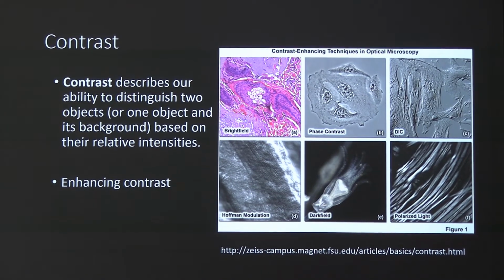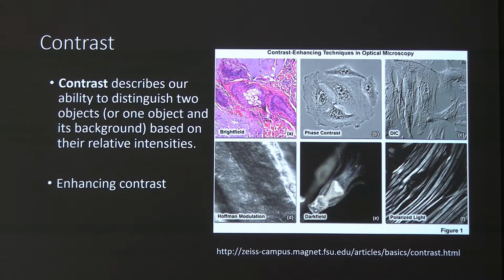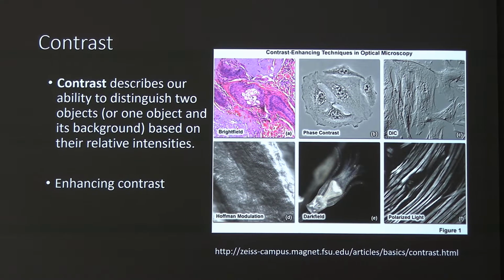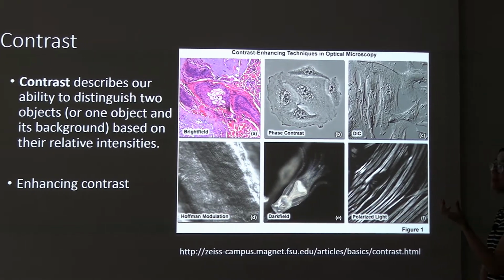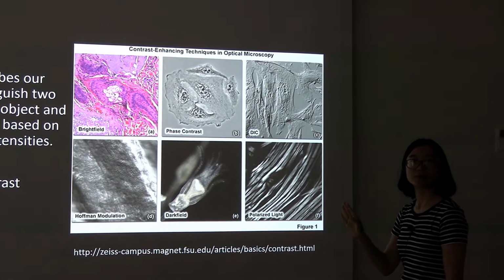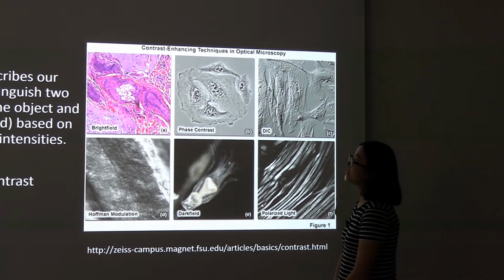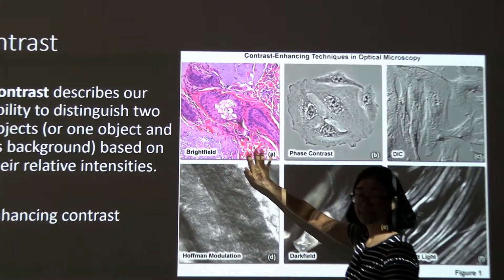So contrast describes our ability to distinguish two objects based on their relative intensities. In order to let our eyes be sensitive to the image, we need to have a higher contrast. So how to enhance the contrast of the sample? One of the methods we mentioned before, we could stain the sample.